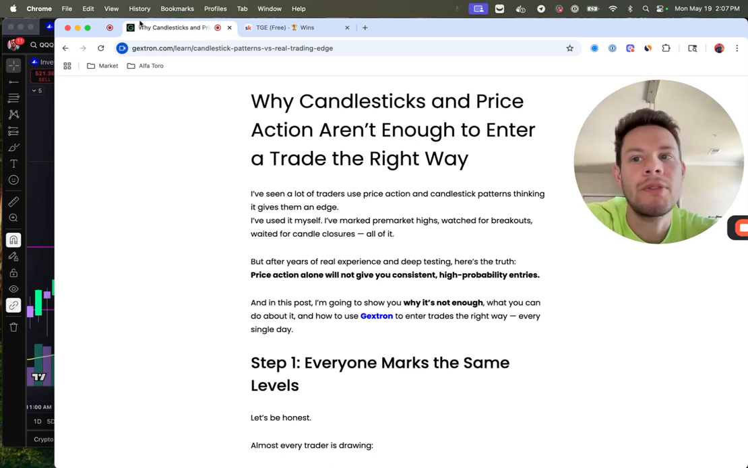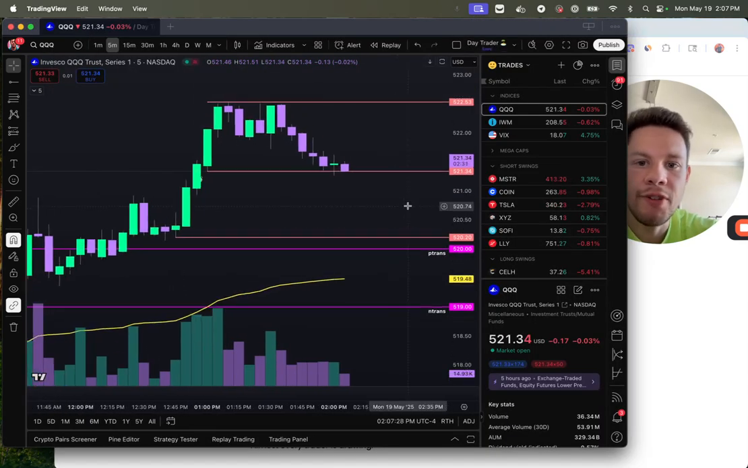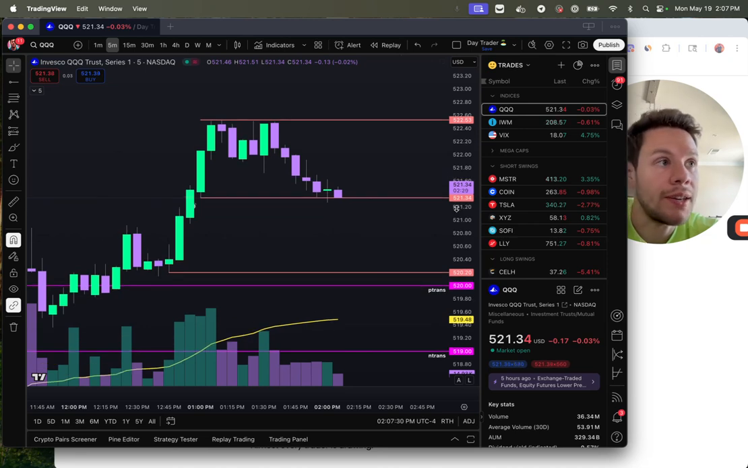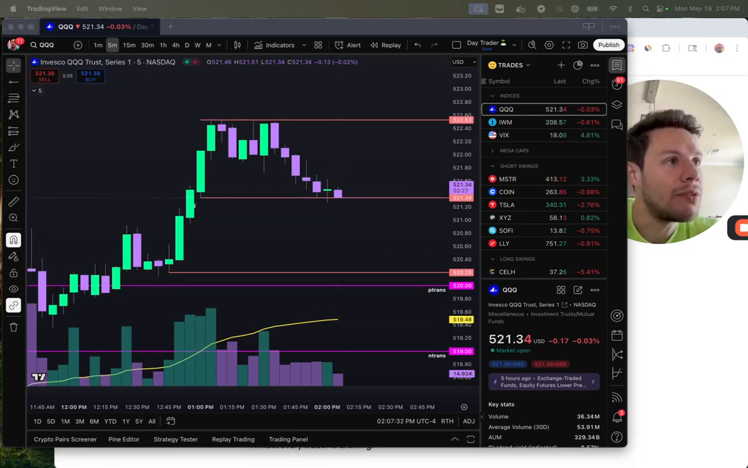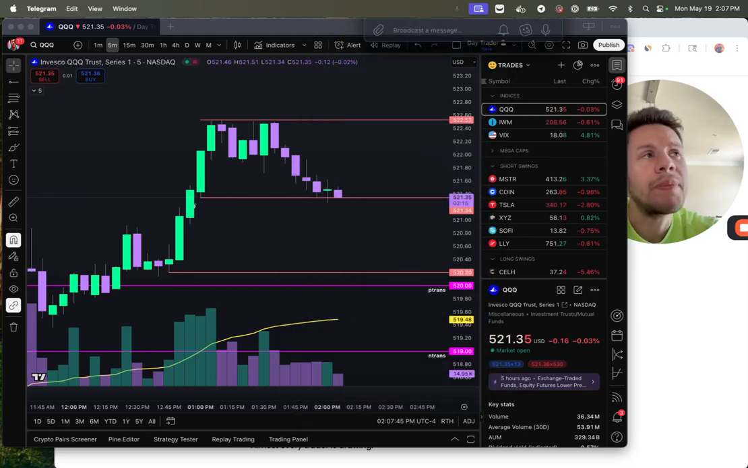I'm going to show you something real quick. Let's see what QQQ is here. A lot of folks right now were shorting QQQ. I believe we already scored. It was just a small trade, but it was a fun one. We shorted 522 puts, 0 DTE, and we're up 30%. We sold the majority and are holding one contract.